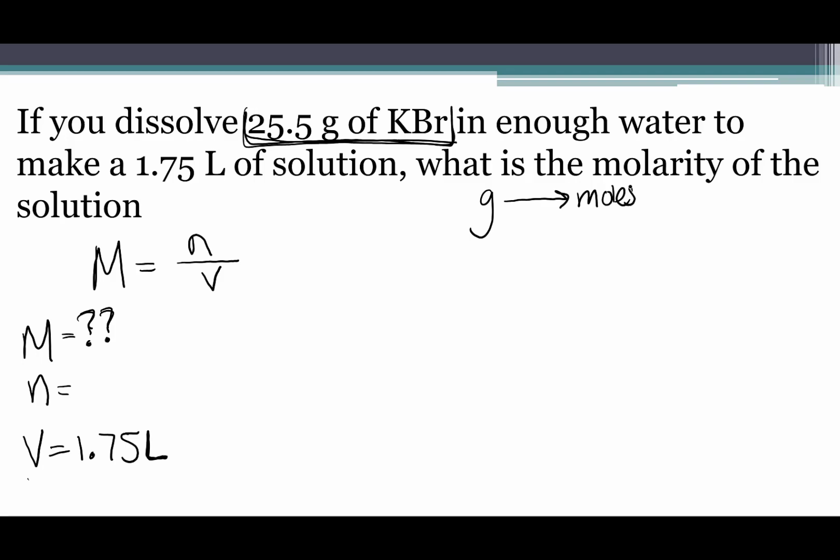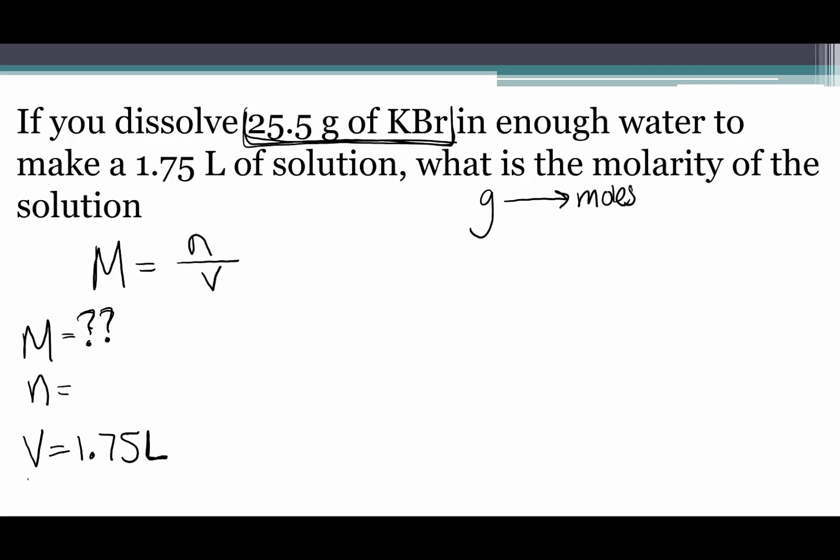So this is a more logical scenario. If you're working in a lab and you're making a solution, we don't have an instrument that says, here's how many moles of potassium bromide you have. So it's not logical to start a problem with moles. But we do have scales in our lab, and we do have the ability to walk over and say, oh, here's 25.5 grams of potassium bromide. So very often these problems will start in grams because that's more realistic.